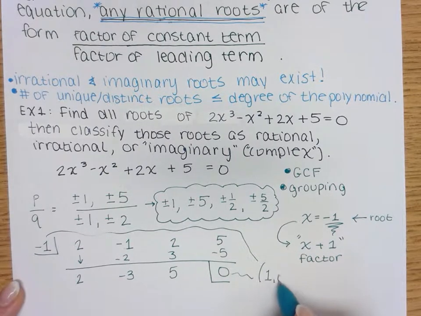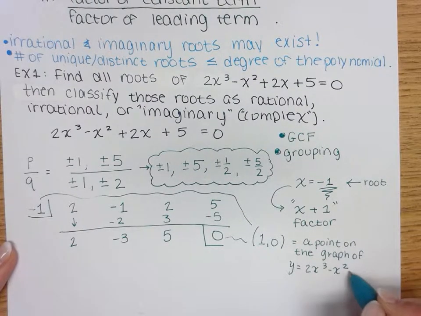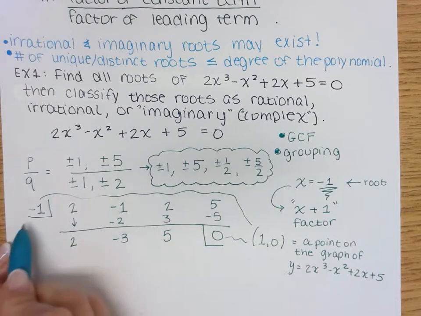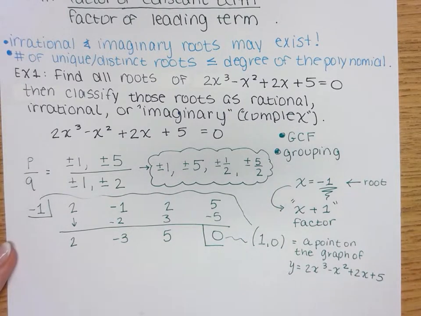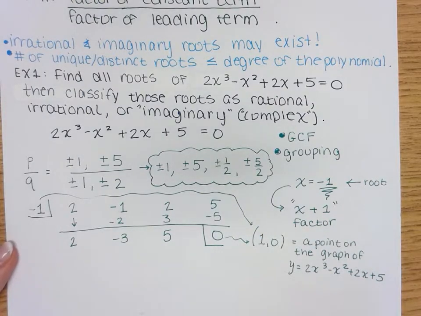So -1, 0 is a point on the graph of the function y equals, in this case, 2x cubed minus x squared plus 2x plus 5. So if we got a remainder of 8, at least we have the point -1, 8. It's a point on the graph, so sometimes that comes in handy. So don't completely throw it away, erase it, and scribble it out.